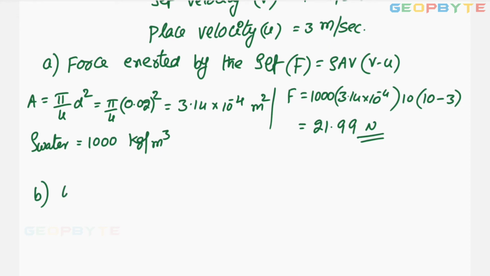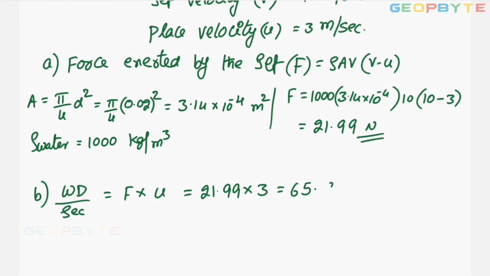Work done per second equals force multiplied by blade speed U. Force is 21.99 into blade speed is 3. Simplify this value for getting 65.97 joule per second or watt.